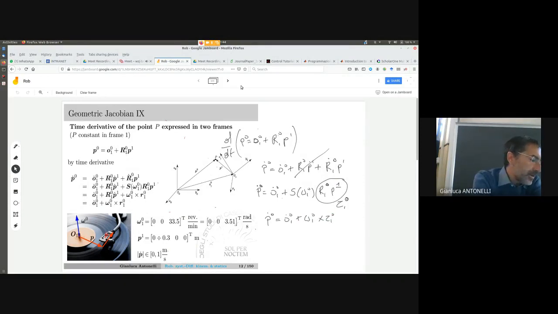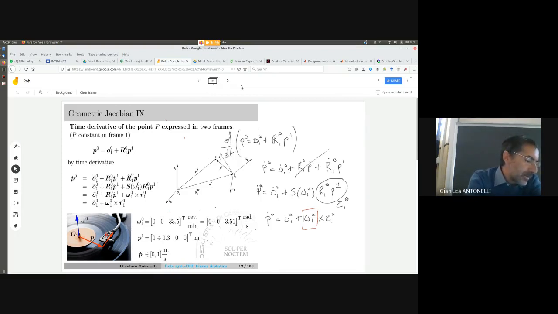This is the angular velocity of frame 1 with respect to frame 0 expressed in frame 0. Okay? Basically, this equation is quite simple. If we have a look at the disk, the analogic disk, I assume that you all know what this object is, okay?